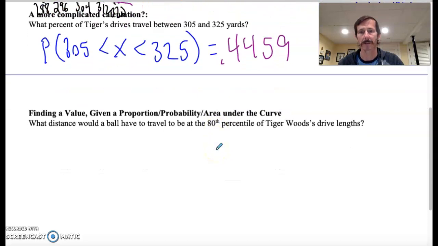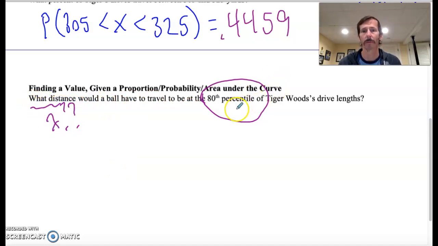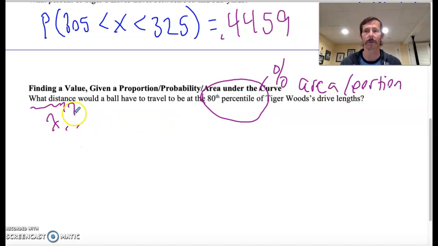All right, the last example before you try these. What distance would the ball have to travel to be at the 80th percentile? So notice that I don't know the distance. The x is a question mark. I don't actually know. And what I know now is the percentage or the area. I've given you the portion of the curve that I'm interested in. So I don't have an inequality to write. I do want to sketch the picture though.